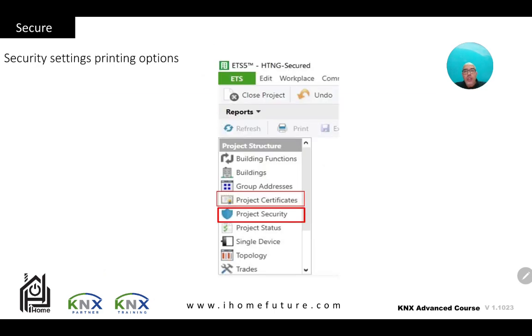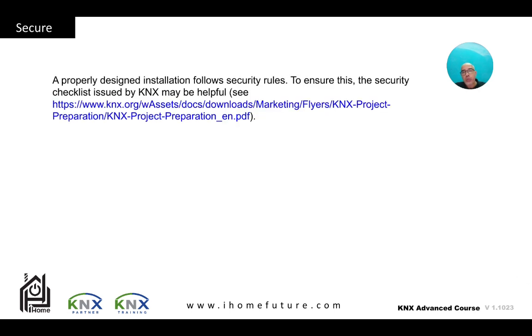Can I print or get the data about my project with certificate? Yes, you can go to the reporting function, the reporting panel, and you can get the project certificate and project security. You can get the keys printed out in front of you, and the list of devices printed in front of you, and then you have to make sure that those printouts are secured.